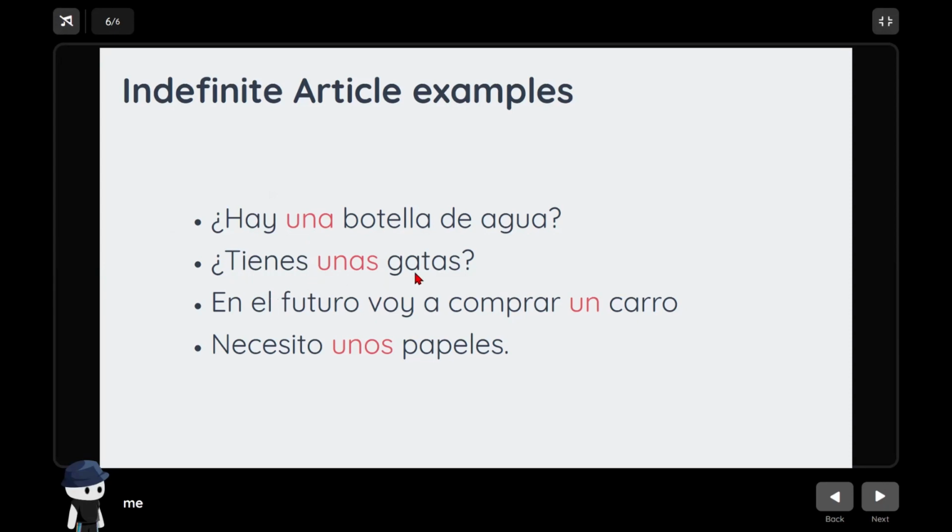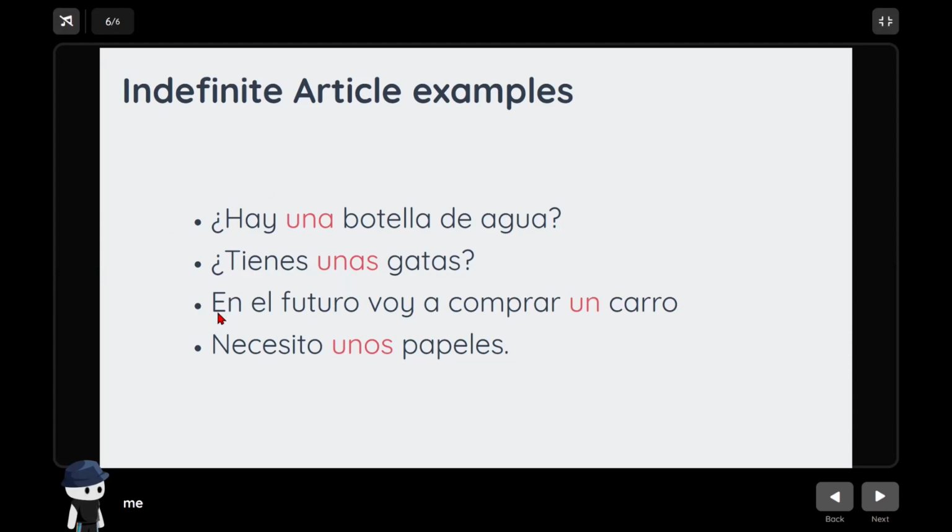"Tienes unas gatas." Do you have an amount of cats, which is some cats? Do you have some cats? This is understood as, do you have an amount of cats that's more than one that is not specified? Obviously, it's an amount we don't know specifically, but the question is pretty vague, right? So, unas, which is the feminine plural.